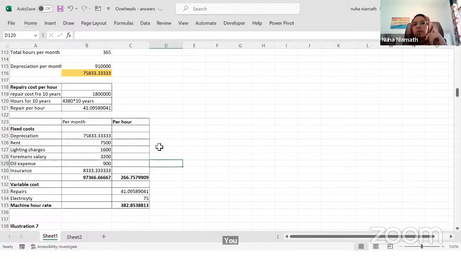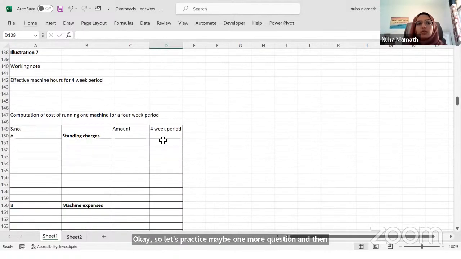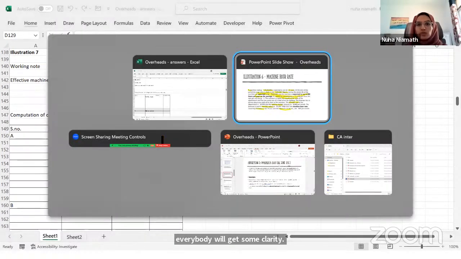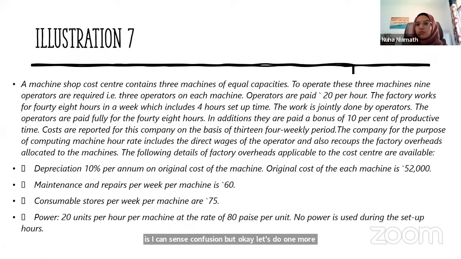Okay, so let's practice maybe one more question and then everybody will get some clarity, because I can sense some confusion. But okay, let's do one more question and I hope we'll get a bit more hang of these types of questions.